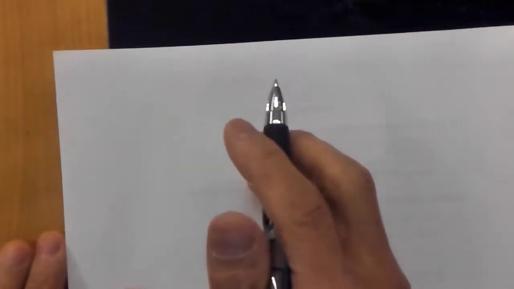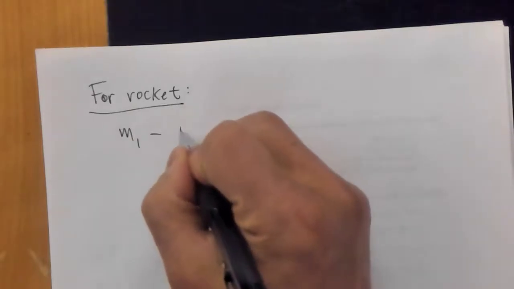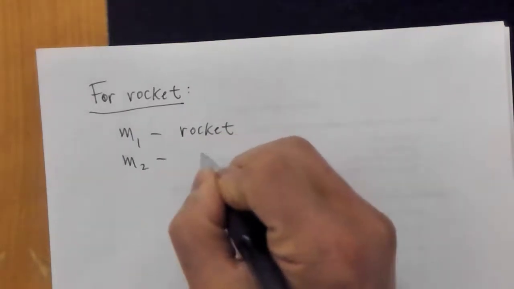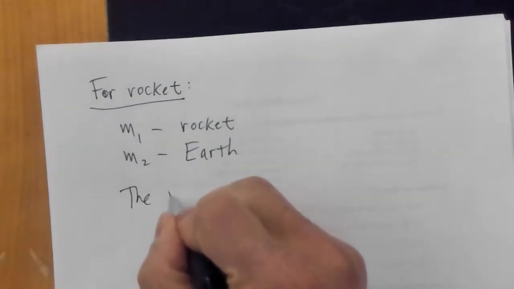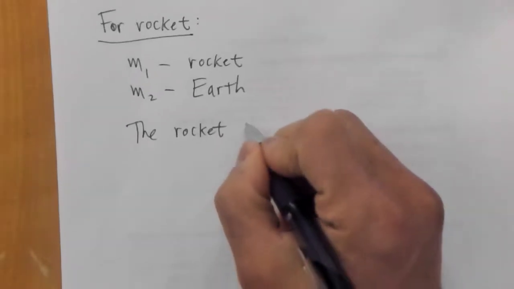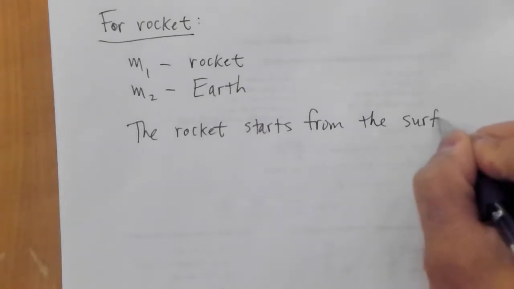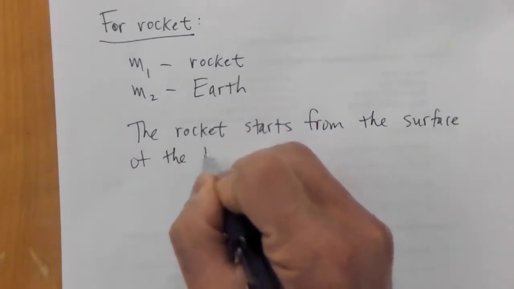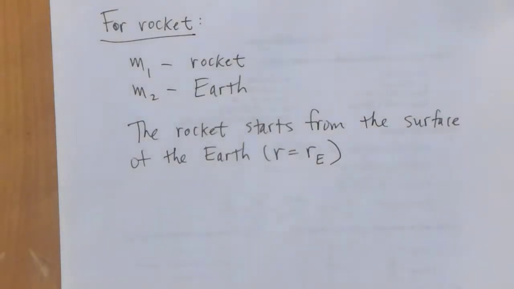So let's consider a rocket. Okay, now we're going to say M is the rocket, and M2 is the Earth. Okay, so let's say now the rocket starts from the surface of the Earth, which is kind of a good assumption. Where else would it start from? Surface of the Earth. So if you want to know what that means, your distance from the center is equal to the radius of the Earth.